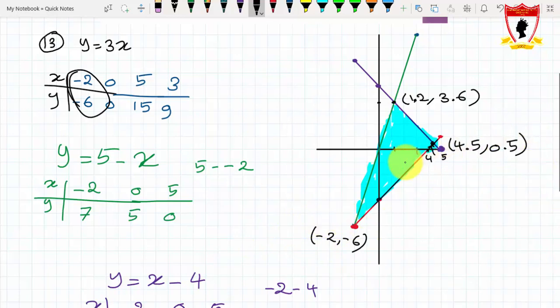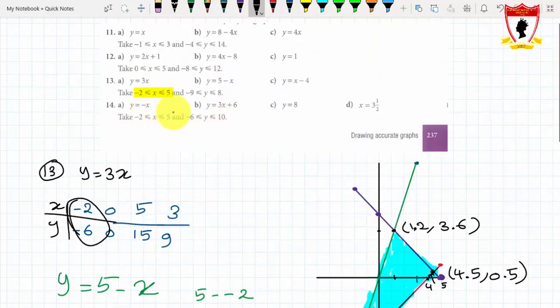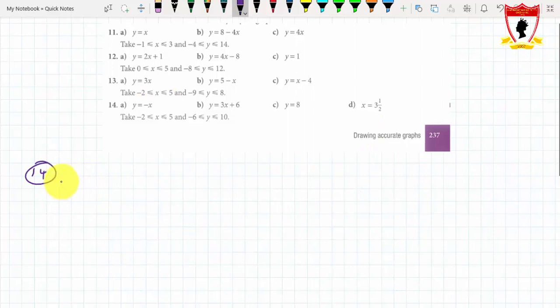Done. We got the coordinate of each vertex. Question 13, done. In question 14, this time we have 4 equations. So all of them together, they're going to form up a quadrilateral A. The equation is y equals negative x.